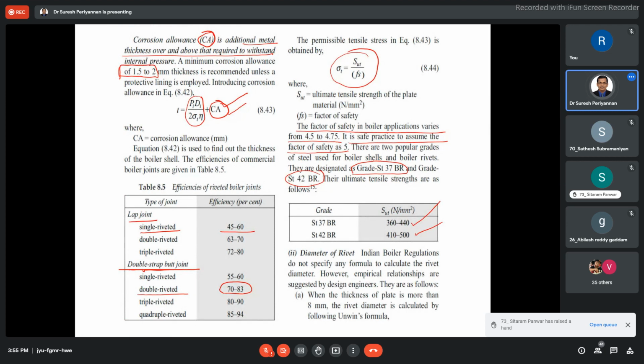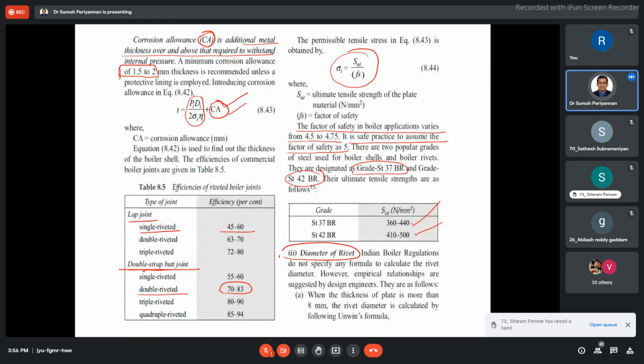Okay. Now we come to the diameter of the rivet. Earlier we discussed the thickness of the cylindrical vessel. Now we come to the diameter of the rivets. See here, we are following standard values obtained from the design data book.